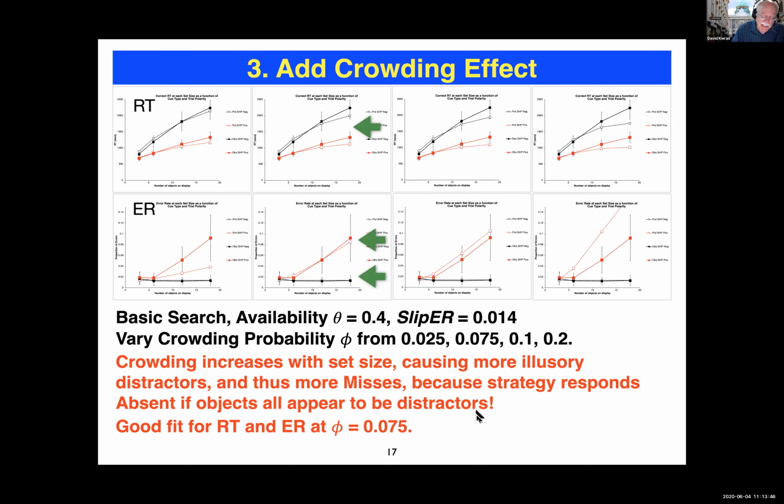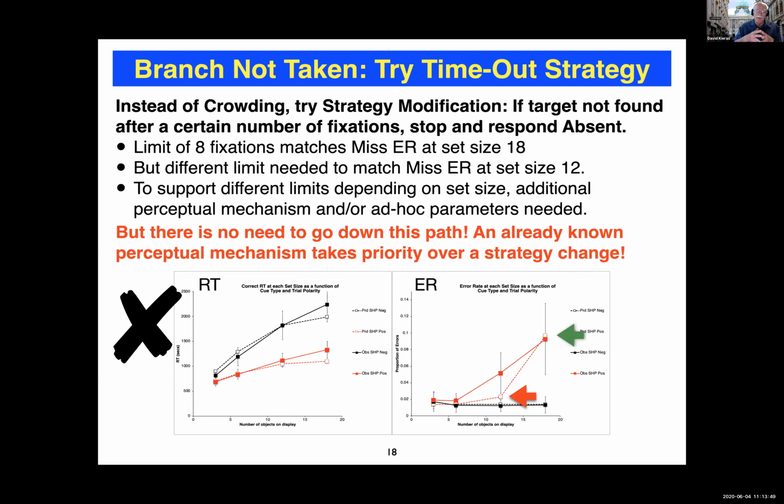Now to flesh out this explanatory sequence notion, let's see where we violate that priority ordering. Say instead of crowding, let's try a strategy modification. If the target's not found after a certain number of fixations, we'll stop and respond absent. With a limit of 8 fixations, we get a good match to the miss error rate at set size 18, but not so good at set size 12. We could start going down a rabbit hole about how to make that fit. But there's no need to go down that path, because according to the priority order, a known perceptual mechanism should take priority over the less observable strategy change.